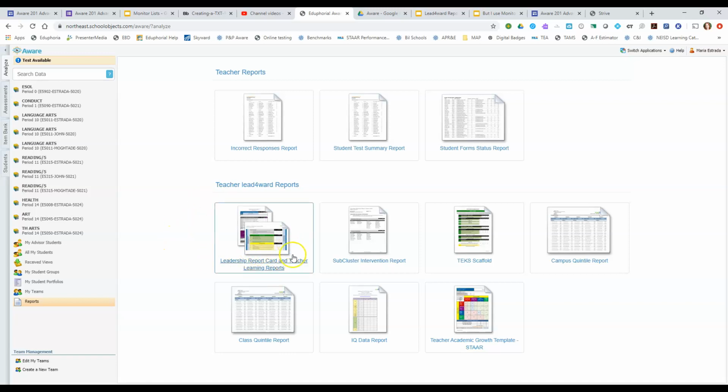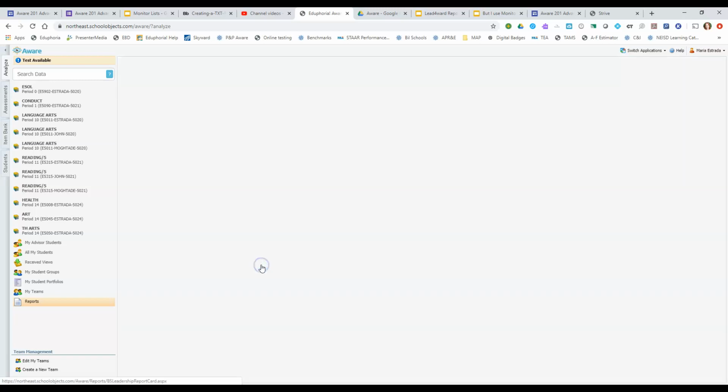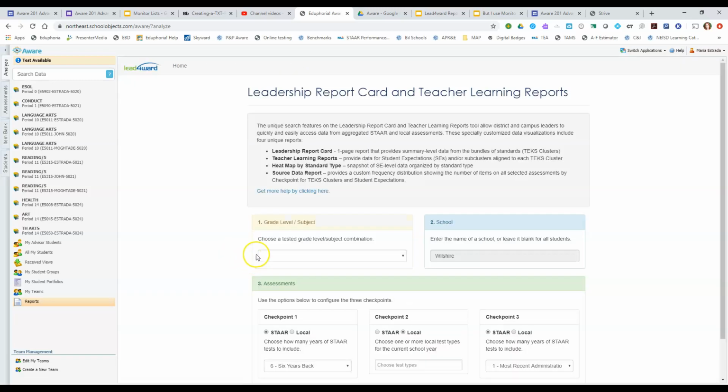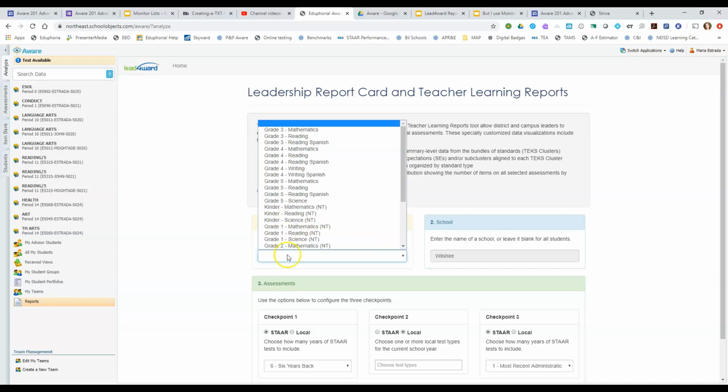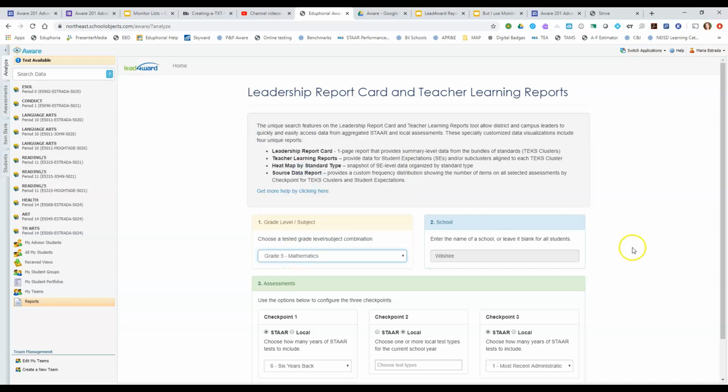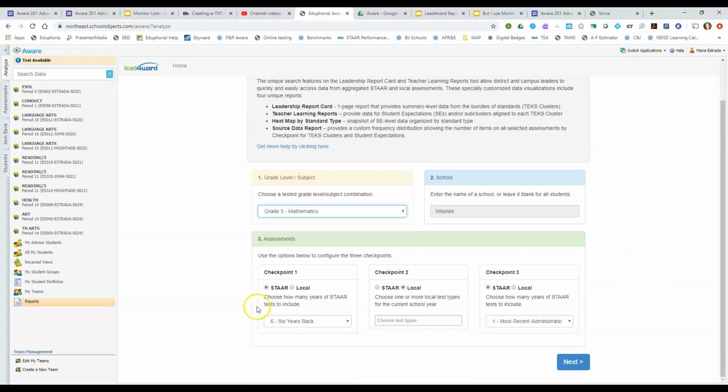So I'm going to click right here. It's this yellow and green one, leadership report card. And then you have to tell it which grade level and subject you want to get information for. I'm going to go to 5th grade math. And then you have several different options. You have 3 different checkpoints that you can get data for.